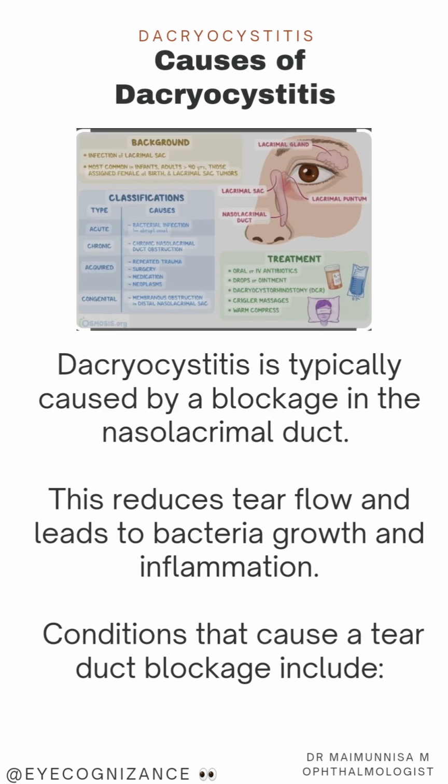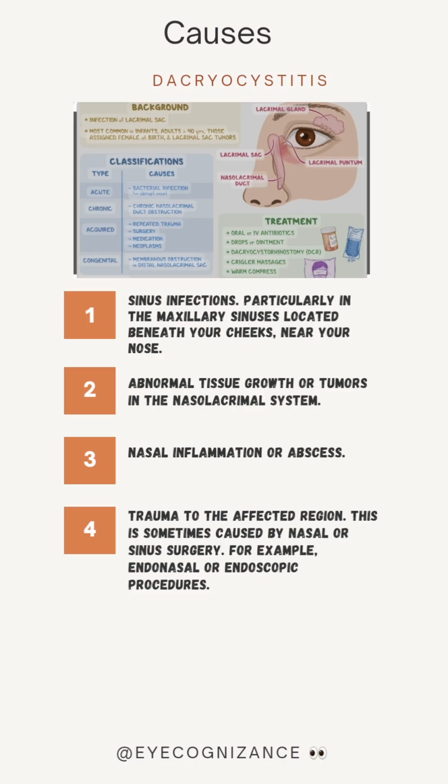Now, coming to the causes of dacryocystitis. Dacryocystitis is typically caused by a blockade in the nasolacrimal duct. This reduces tear flow and leads to bacterial growth and inflammation. Now, conditions that cause a tear duct blockage include the following. It can be sinus infections, particularly in the maxillary sinuses located beneath your cheeks near your nose. Abnormal tissue growth or tumor in the nasolacrimal system. Nasal inflammation or any abscess. Trauma to the affected region.